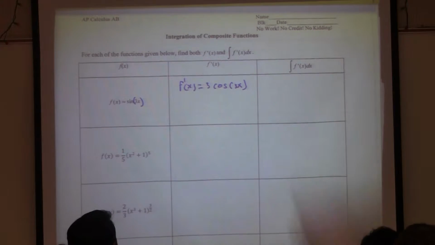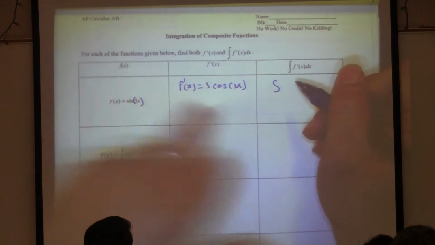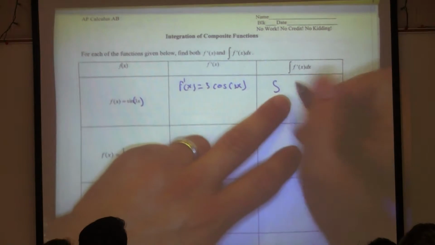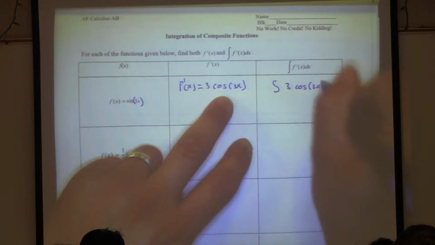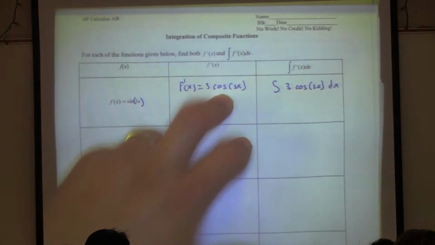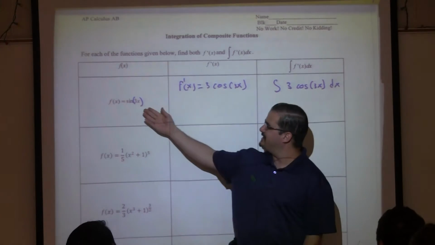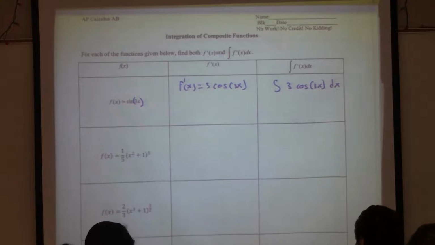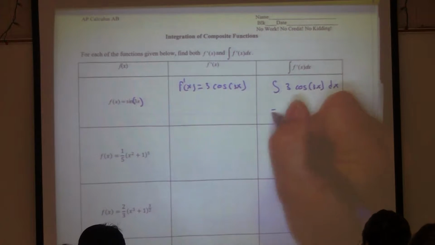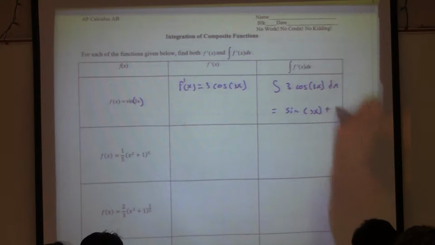So let's pretend that we had an integral problem. We don't have this here. We don't know that this was the derivative of this guy. But we have an integral problem that just shows 3 cosine of 3x. How am I supposed to know right away that the answer is going to end up being this guy, just by integrating this function? That's what it should be. Plus c though.